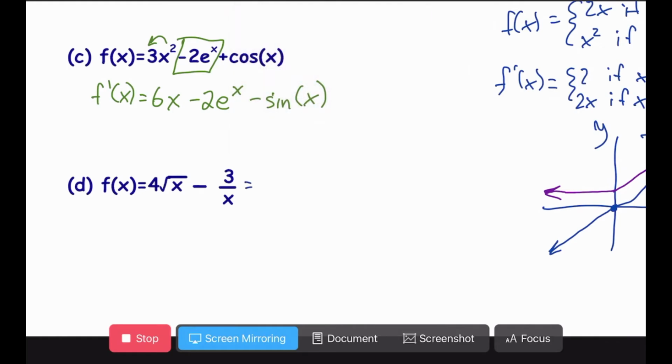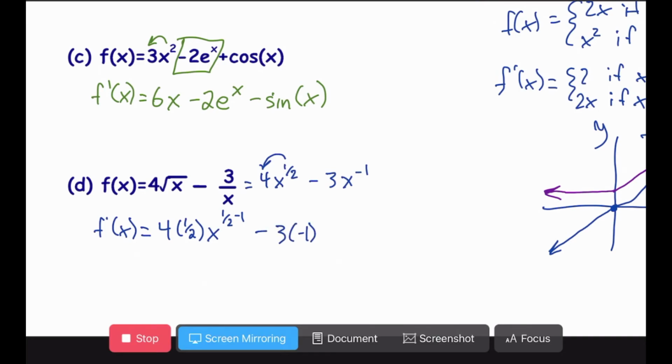So we're going to rewrite this as 4x to the power of half (square root means to the power of half), minus 3, and x in the denominator is the same as x in the numerator with a negative exponent. That looks a little bit easier to work with now. So f prime of x is equal to, that half is going to come down and say hello to the 4. So let's show our steps here. 4 times half, x to the half minus 1, minus 3 times negative 1, x to the negative 1 minus 1.